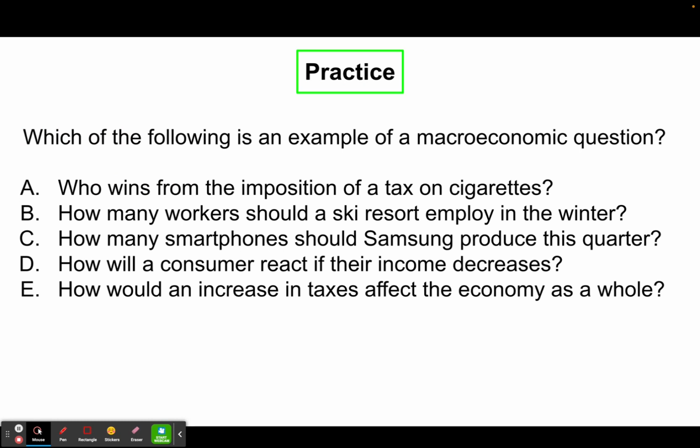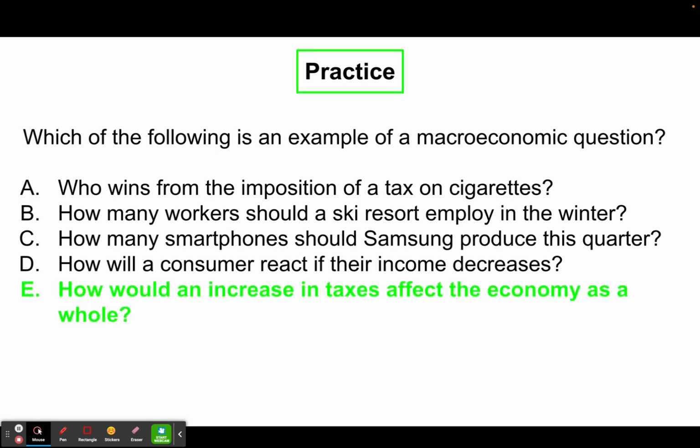So, did you get the correct answer? It is E. How would an increase in taxes affect the economy as a whole? So, when we're looking for a macro question, we're looking at something that looks at the big picture. And those key words in answer choice E is economy as a whole. The other four choices all would deal with microeconomics.